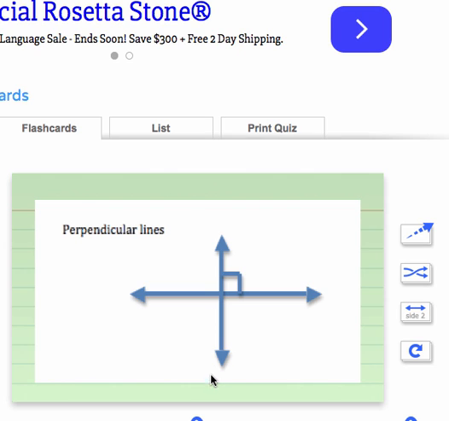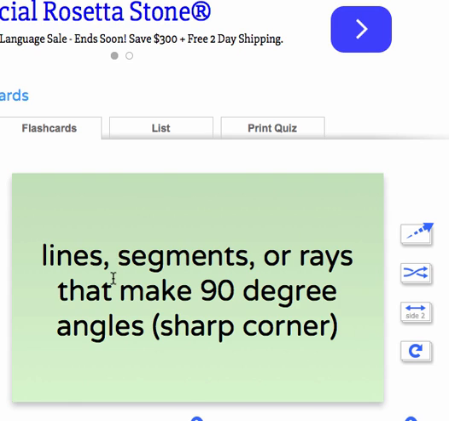And perpendicular lines. You could see this notation sometimes where there's this little box written in one of the corners, and that's just the symbol meaning that it's a 90-degree angle, which is something we haven't talked about yet. But mainly you just want to keep in mind that this is showing two lines that are perpendicular to each other because they are lines, segments, or rays that make a 90-degree angle. You can think of it like a sharp corner. We'll talk more about that in a little bit.